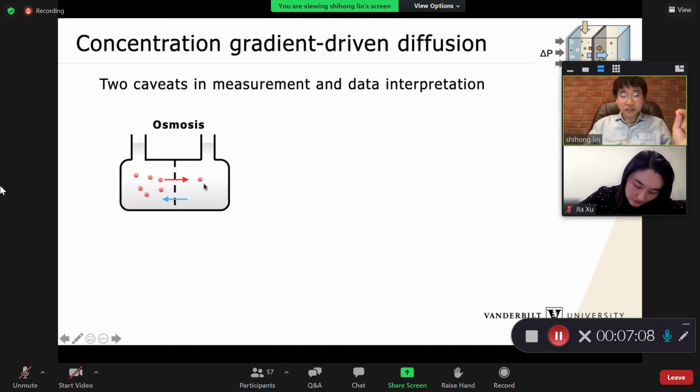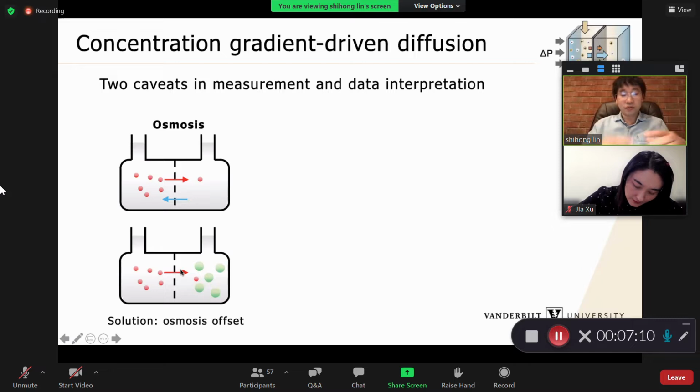So one solution to this caveat is to offset the osmosis by putting some large solute that we know definitely would not be able to pass through the membrane, for example, some sugar molecule like sucrose, to achieve the same osmotic pressure on each side so that there's no net water flux. In this case, we can attribute the change in concentration solely to the solute flux from the left to the right.